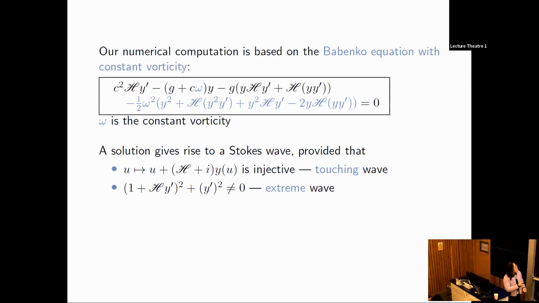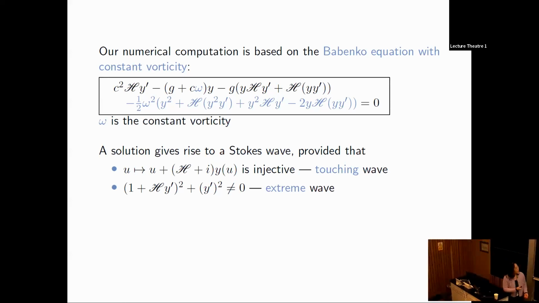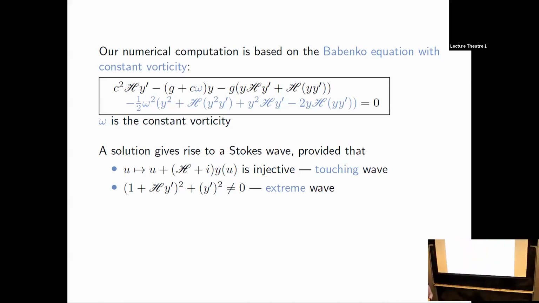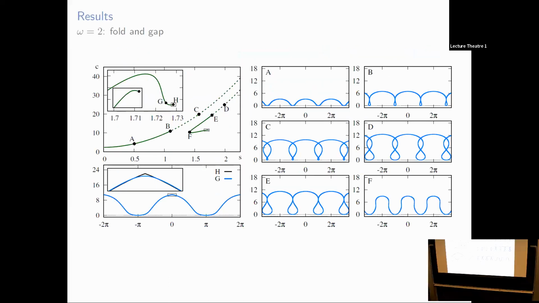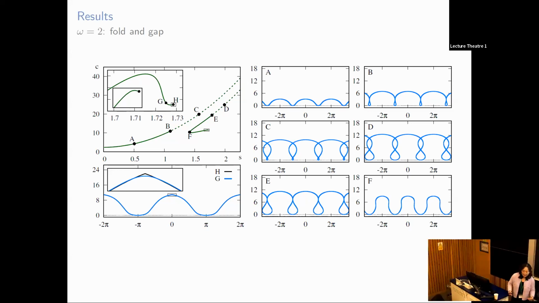A solution to this Babenko equation gives rise to a Stokes wave with constant vorticity, provided that these two bullet points are satisfied. If the first one fails, then you get a touching wave. If the second one fails, then you have a singular solution, and that seems to imply that you have an extreme wave. Now, without further ado, I'm going to explain what we numerically find and how you see all these waves that Darren and Mark were showing.